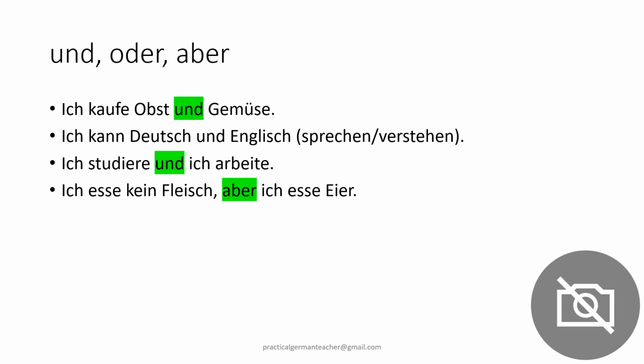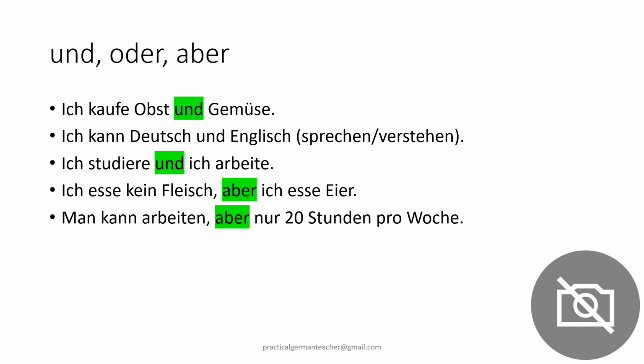Here the conjunction aber is used to combine two sentences. Please note that the sentence structure does not change here as well. So you still have the subject ich at the first position after the conjunction aber. Please remember to add a comma before aber. That's how it is.